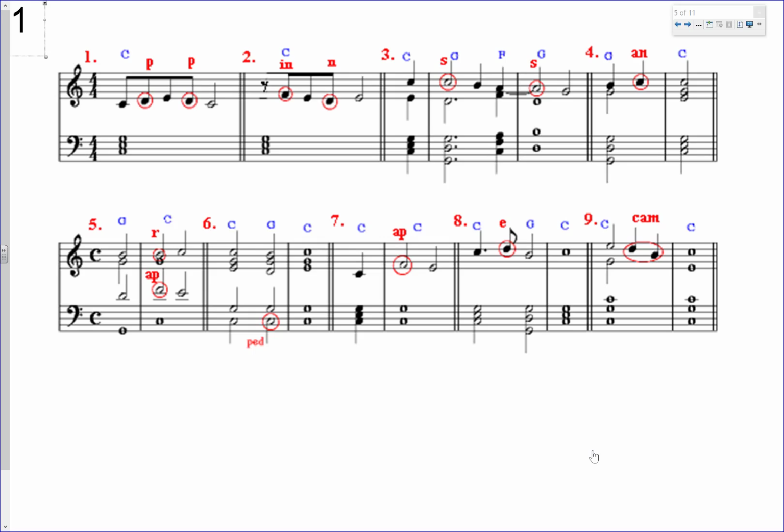Listen again. Clearly the D's are not part of the chord. Those are passing tones, and those are really unaccented passing tones.